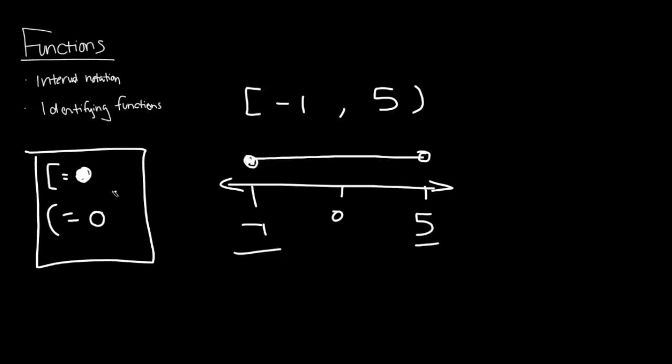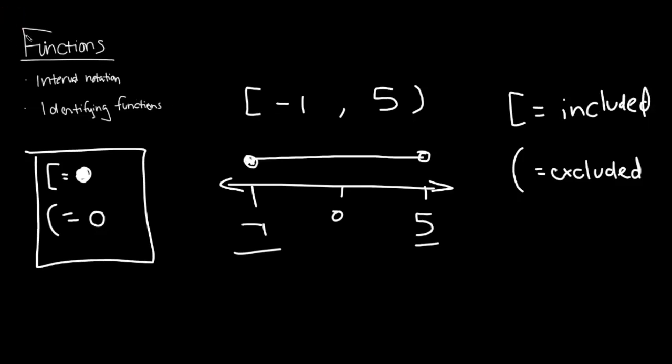And now what do these weird things mean? What does the square bracket mean, and what does the round bracket mean? Well, the round bracket and the square bracket mean different things. So the round bracket equals excluded, and the square bracket means included. Now what does it mean by included and excluded?